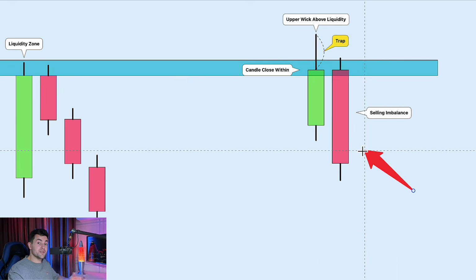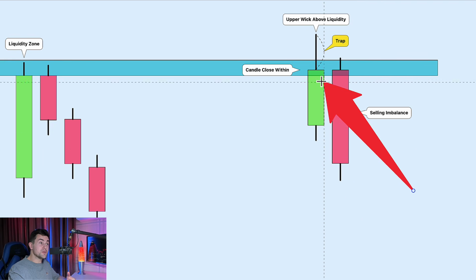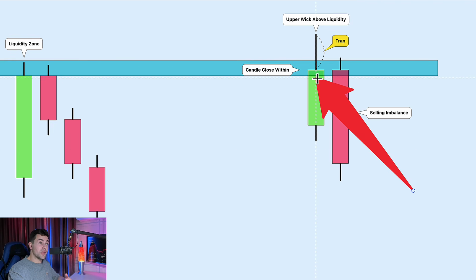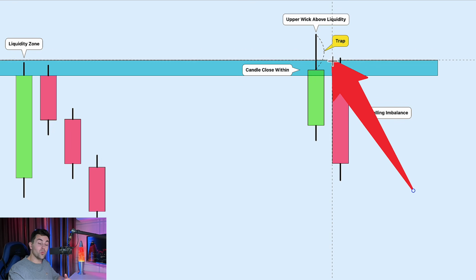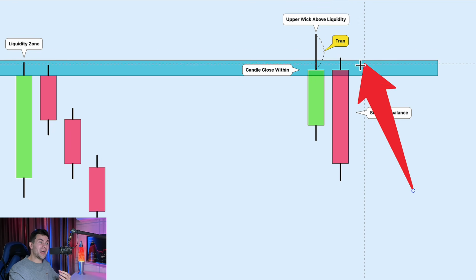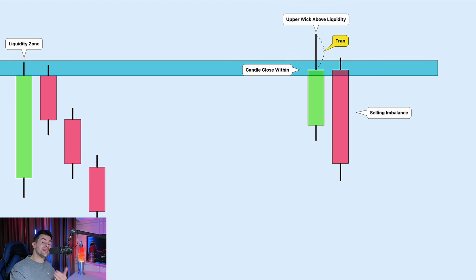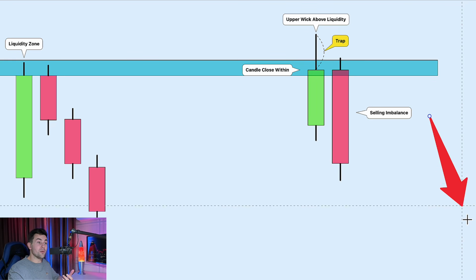When the price tests a liquidity supply zone, closes within or below that, forming a long upper wick above a liquidity zone, and then forms a strong selling imbalance candle, our two criteria are met, and the bullish trap is confirmed, and we can anticipate a bearish movement.